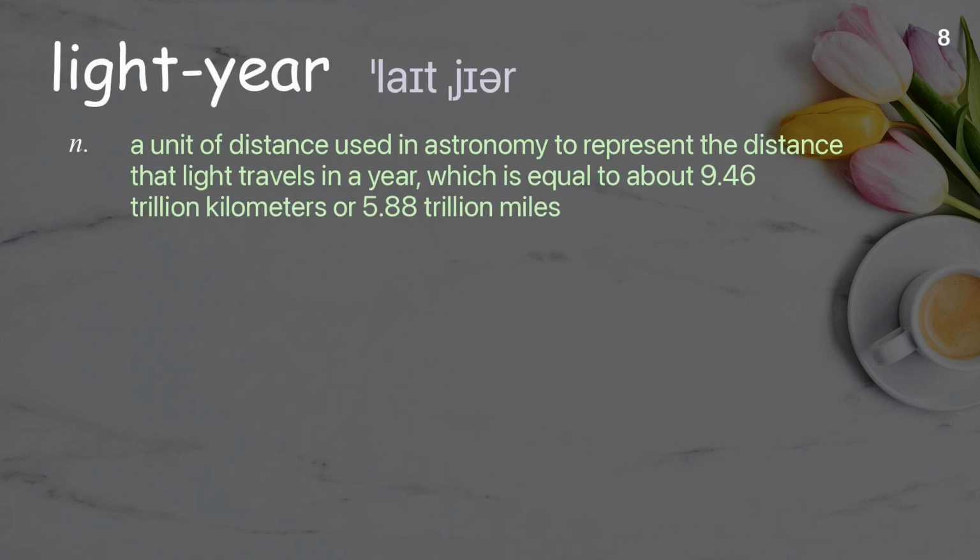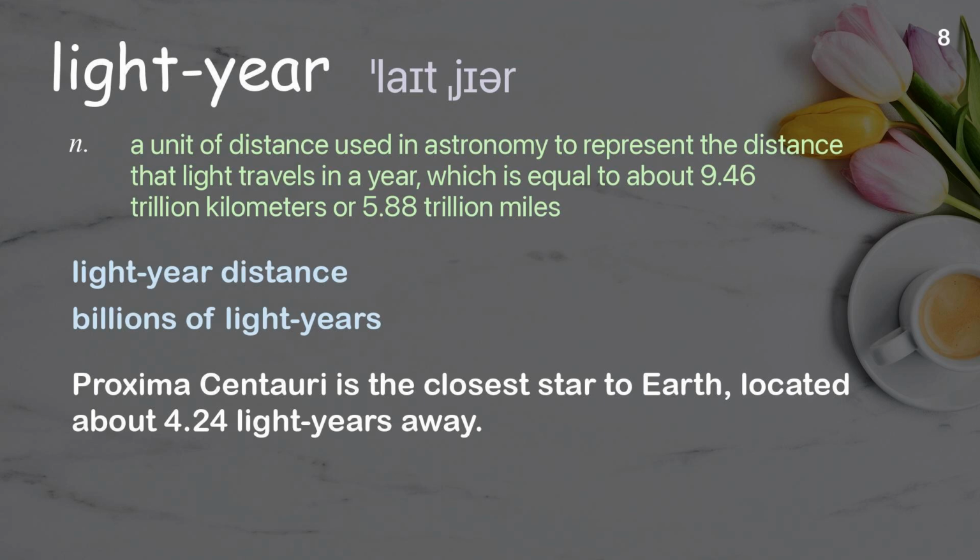Light year. A unit of distance used in astronomy to represent the distance that light travels in a year, which is equal to about 9.46 trillion kilometers or 5.88 trillion miles. Examples: Light year distance. Billions of light years. Proxima Centauri is the closest star to Earth, located about 4.24 light years away.